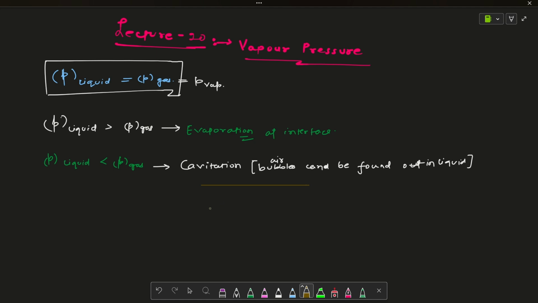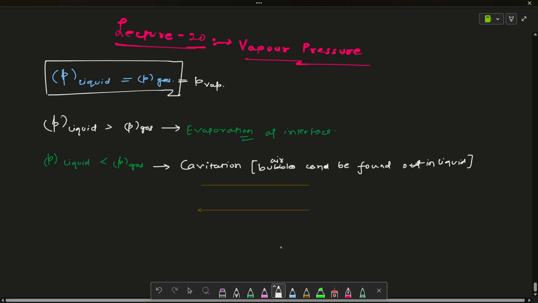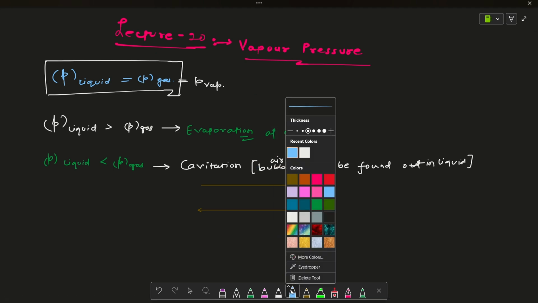So what I mean to say, let's suppose one pipe is there, one pipe is moving, and some water is there. It's not working. Yeah, okay.